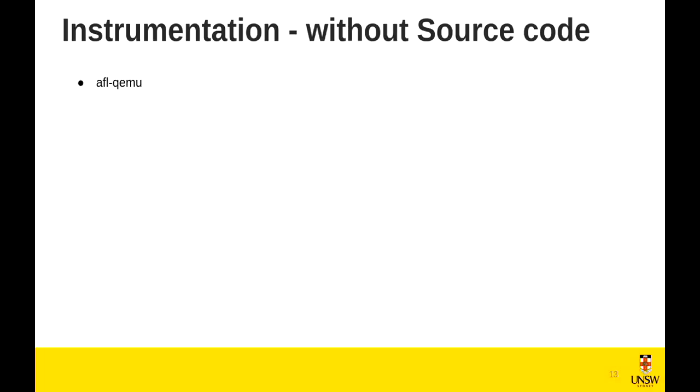And without source code, we can use AFL QEMU. So have you heard about QEMU before? Actually, QEMU stands for Quick Emulator. It's like a virtual machine, like VirtualBox or VMware, but it's open source and very lightweight. It also provides some kind of intermediate representation, and AFL can also instrument code into QEMU IR.